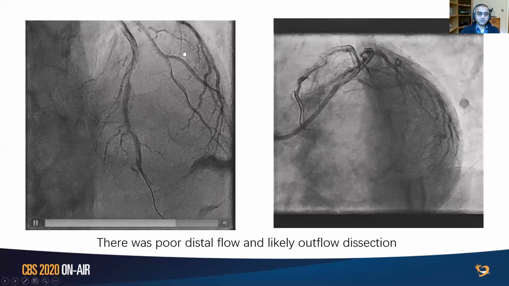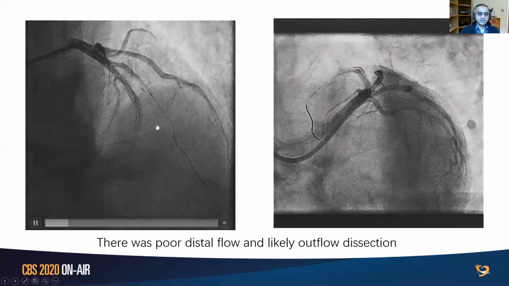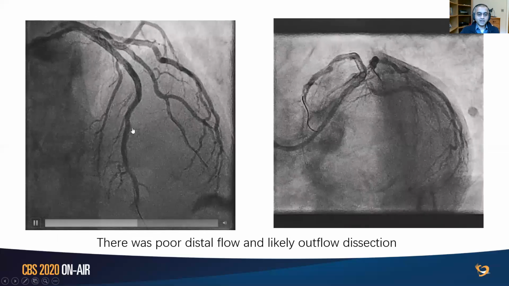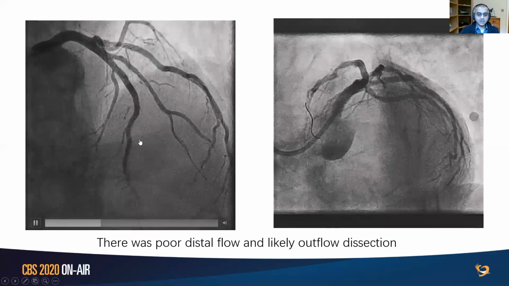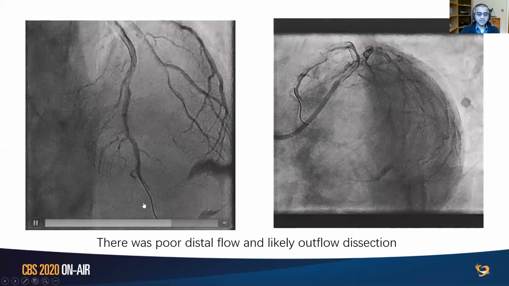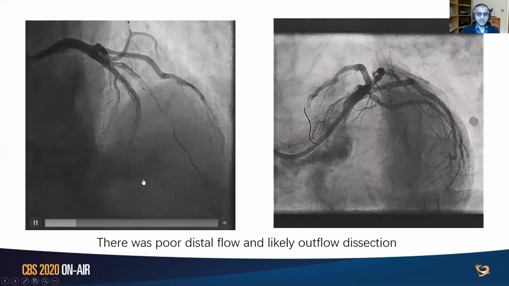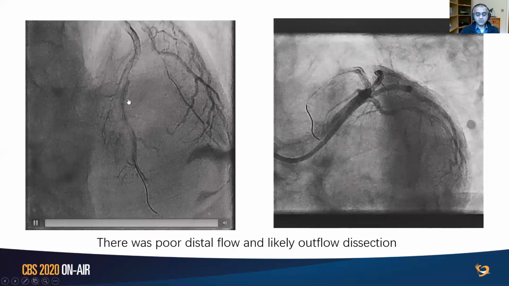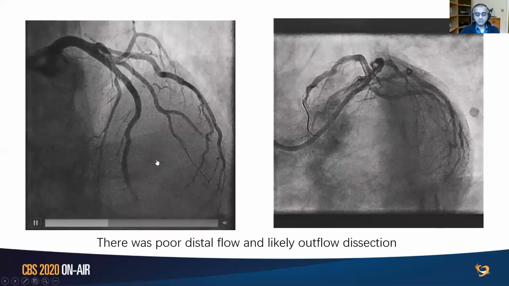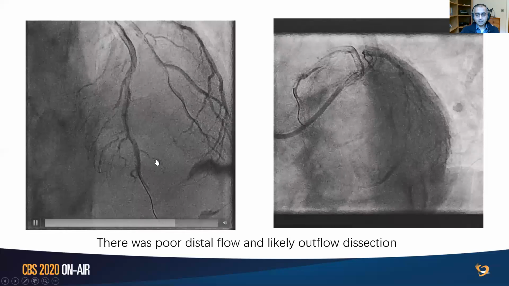We've got good flow in the LAD and diagonal. There is, however, an edge dissection here, also extensive thrombotic disease extending down into the apex. So this dissection was then covered with an overlapping 2.5 stent.